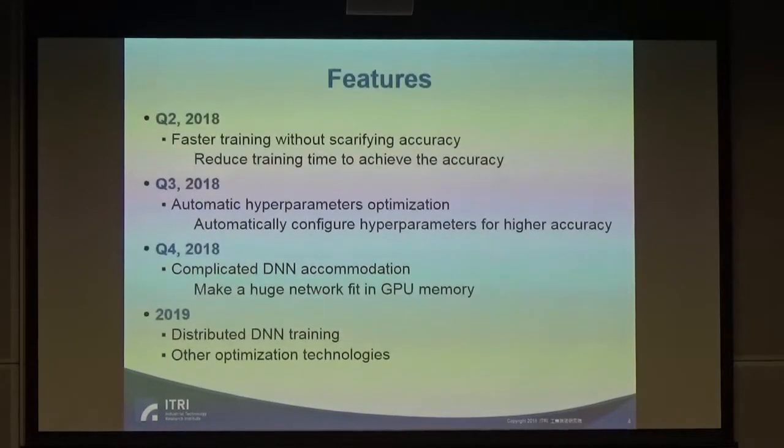Our features so far: in the beginning we targeted faster training. Can we train faster using a low-end GPU card, reducing the training time while keeping the accuracy? Then we provide automatic hyperparameter optimization. Now we will deliver another feature called complicated DNN accommodation, addressing the GPU memory limitation, so that we can make a huge network fit in GPU memory. And next year we will talk about distributed training.